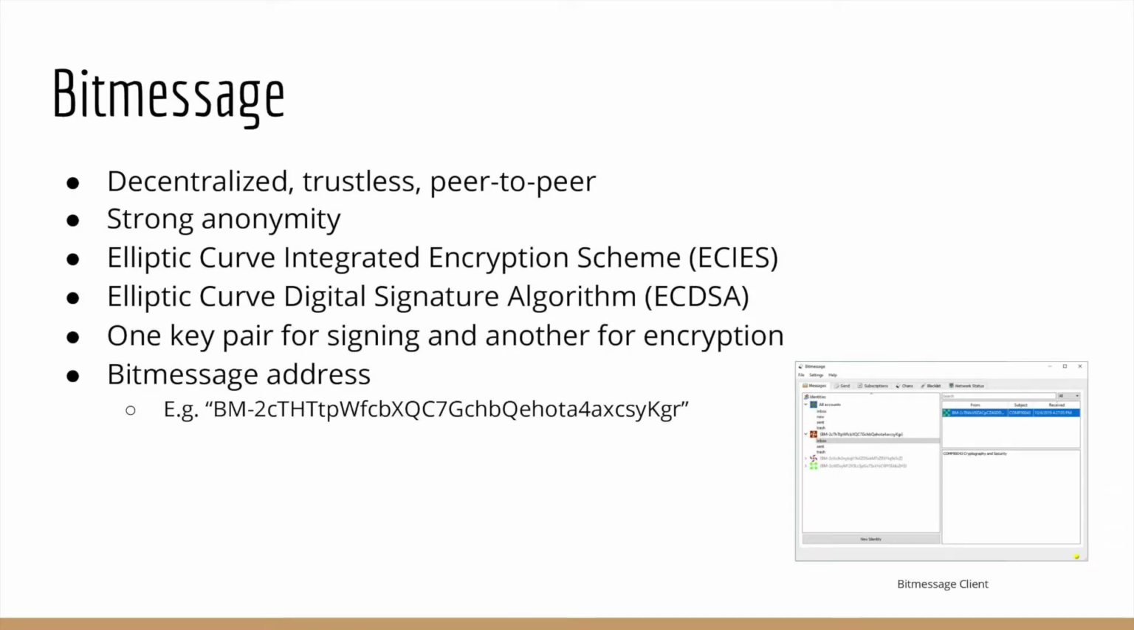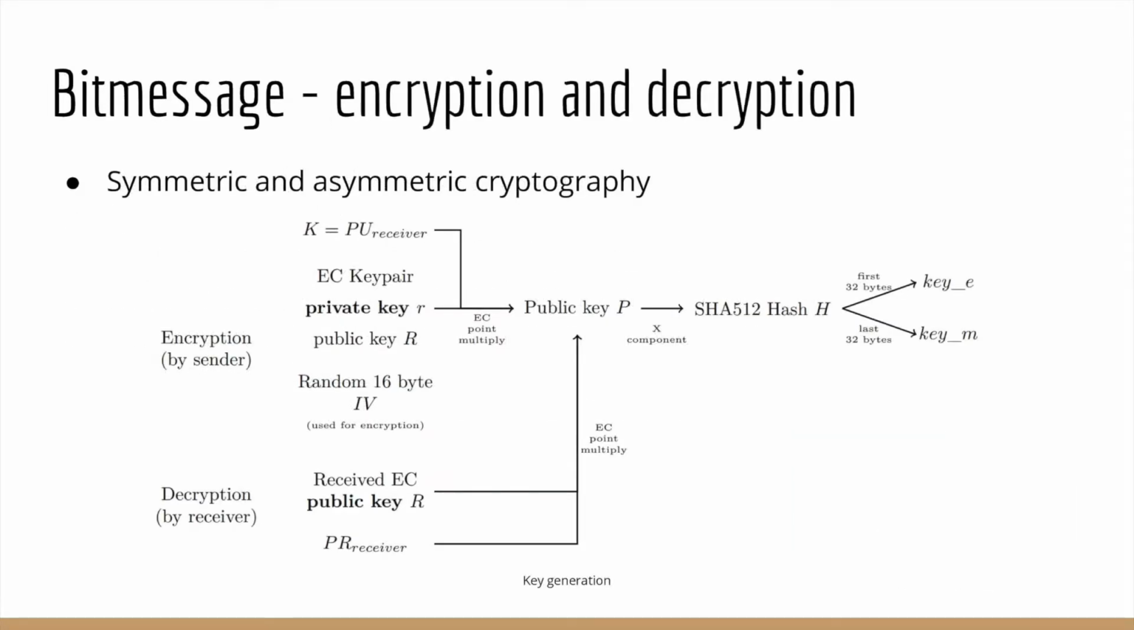Bitmessage is a decentralized, trustless, peer-to-peer communications protocol that allows a user to send encrypted messages to other users and provides strong anonymity. The scheme used for encryption is called Elliptic Curve Integrated Encryption Scheme. An elliptic curve digital signature algorithm is used for message signing. Two key pairs are generated, one for signing and the other for encryption. A user is associated with a Bitmessage address, which is a hash of the user's public keys. Again, both symmetric and asymmetric cryptography is used.